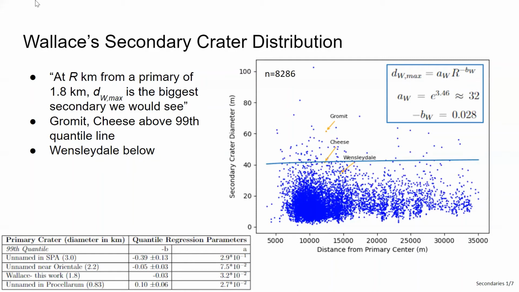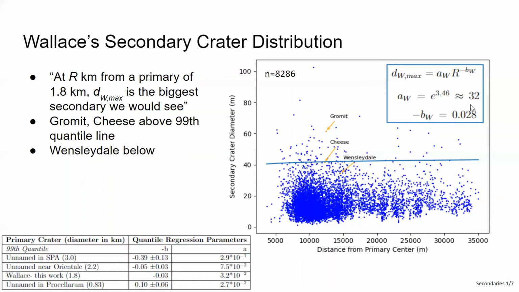Now remember how I was saying it'd be super useful to have an equation like this? This equation basically tells us at r kilometers from a primary of, in this case, 1.8 kilometers in diameter, dW max is the biggest secondary we would see. So someone could go out and use this around another 1.8 kilometer diameter primary and map only above that limit, and then hopefully they'd only get primaries. So this can help with that geochronology problem.